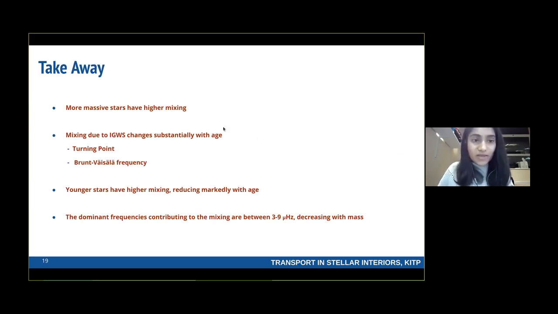With the following takeaways: we found that the mixing is stronger for more massive stars. The mixing changes substantially with age, mainly because of the turning point and the Brunt-Väisälä frequency. We noted that the younger stars have higher mixing, and it reduces markedly with age. And we found that the dominant frequencies contributing to these mixing profiles are between 3 to 9 microhertz, with the frequency decreasing with mass.